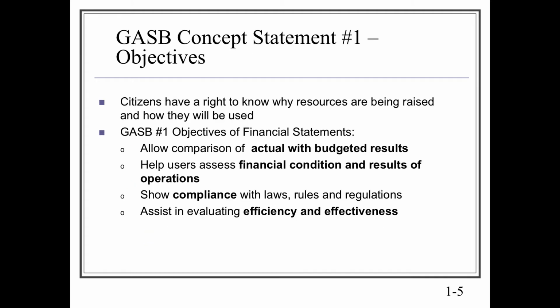The GASB was established in 1984. In 1987, the GASB issued its Concept Statement Number 1, Objectives of Financial Reporting for State and Local Governments. In essence, citizens have a right to know why resources are being raised and how they will be used. According to Concept Statement Number 1, government financial statements allow comparison of actual with budgeted results, help users assess financial condition and results of operations, show compliance with laws, rules, and regulations, and assist in evaluating efficiency and effectiveness.